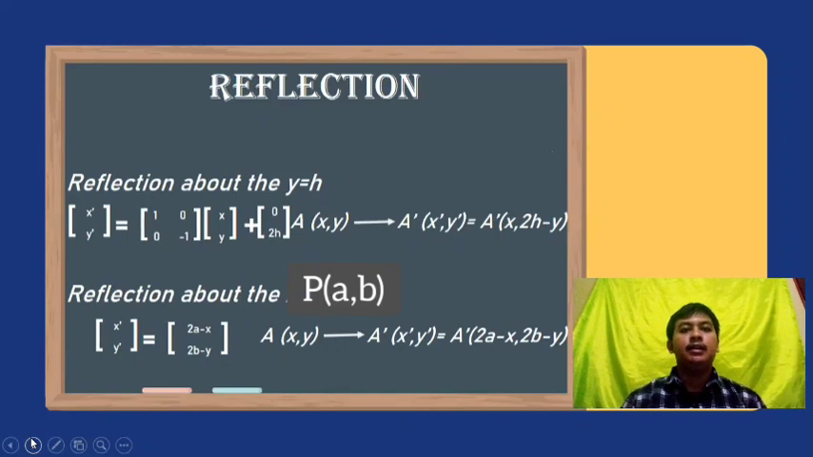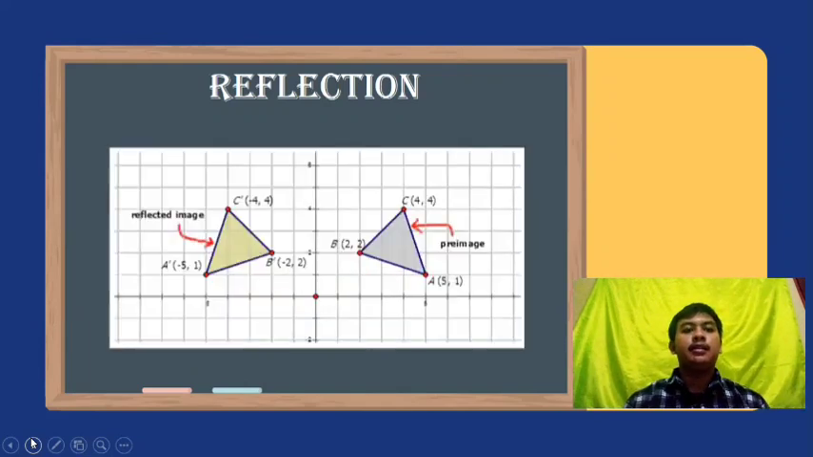The last reflection is about the point (a, b). In this case, x' and y' will be added by 2a and 2b, but x and y are minus positions. So A' in the coordinates is (2a minus x, 2b minus y). And then we can see the example about reflection.